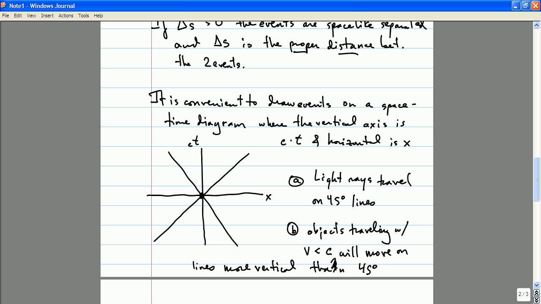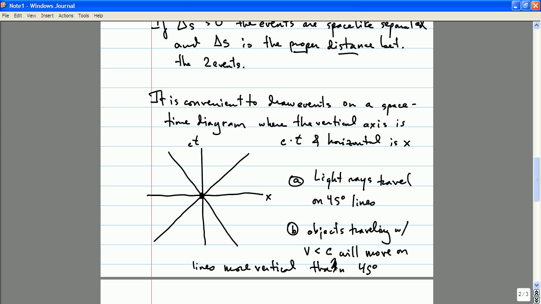If an object is sitting still, then that means that its x-coordinate is not changing, so it's traveling on a completely vertical line. If an object is moving at the speed of light, it's traveling on a 45-degree line. So if an object is traveling at a velocity between 0 and the speed of light, it'll travel on some line that's more vertical than 45 degrees.